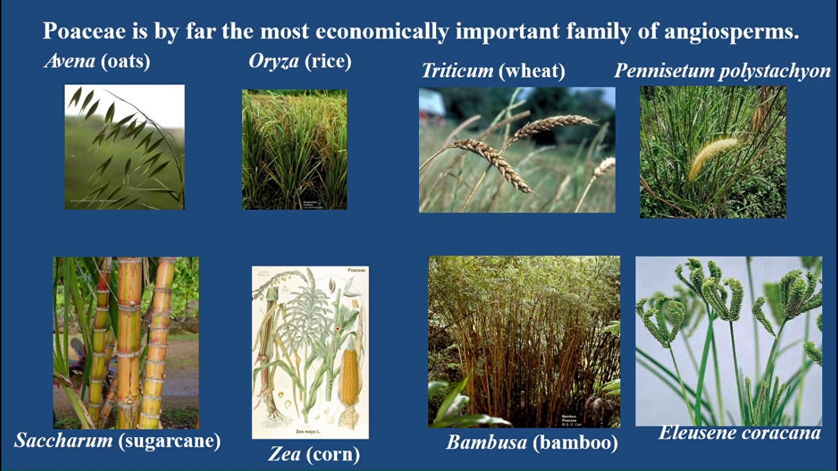Here some valuable plant species and their botanical names are given. Try to remember Avena sativa, oats plant, Oryza sativa, rice plant, Triticum, wheat plant. Then here some more examples are given. Try to remember Saccharum, Zea mays, Bambusa, Eleusine. So there are many examples given with the help of diagrammatic representation. While you are seeing these diagrams, you can understand how many plant species the Poaceae family includes. Everything you try to remember.